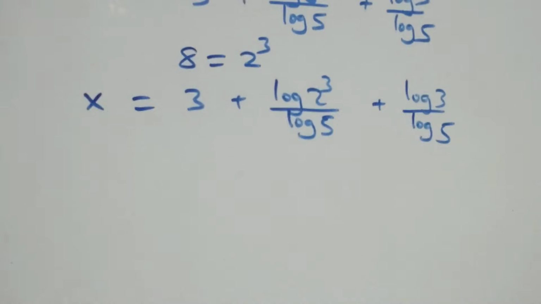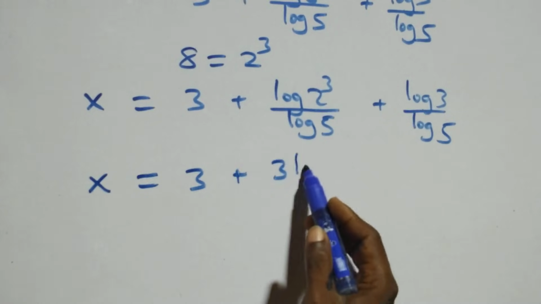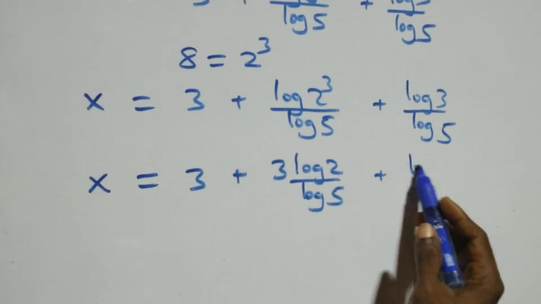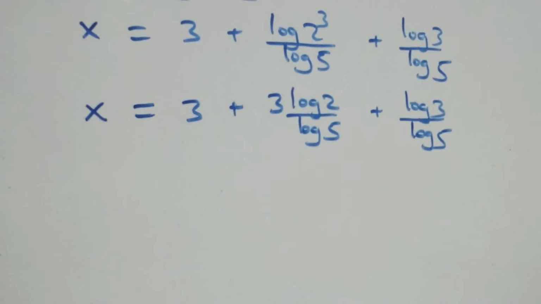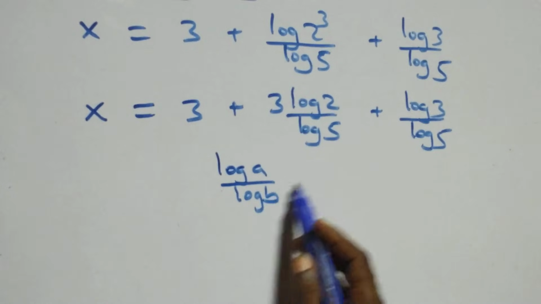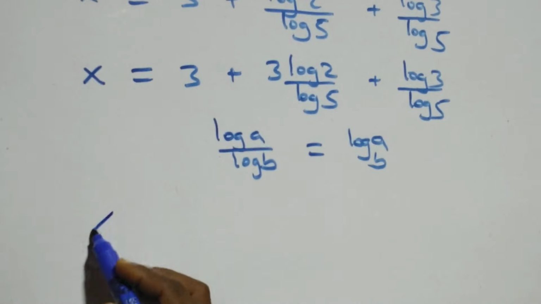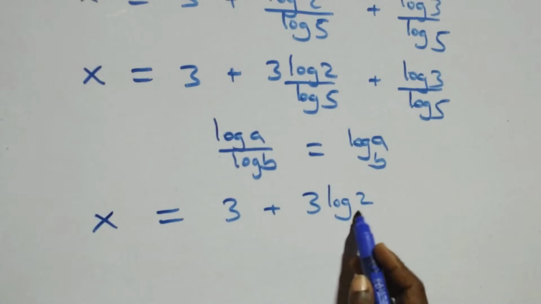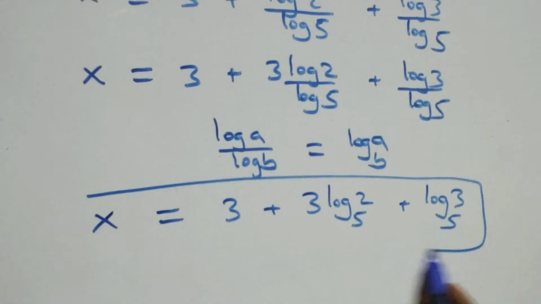That is here. Applying the power law of logarithm, 3 comes there. We have x equals 3 plus 3 log 2 over log 5 plus log 3 over log 5. Then next step, applying change of base, when we have log a over log b, which is the same thing as log a to base b, then what we have becomes x equals 3 plus 3 log 2 base 5 plus log 3 base 5. Here we have the value of x in this problem.